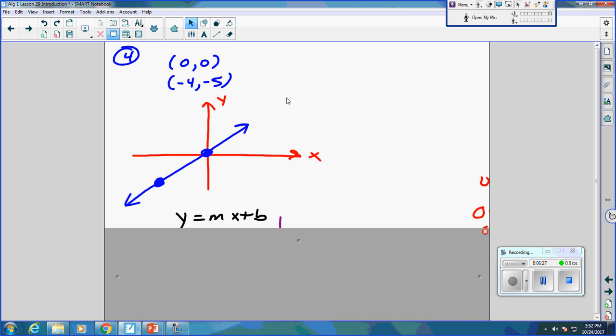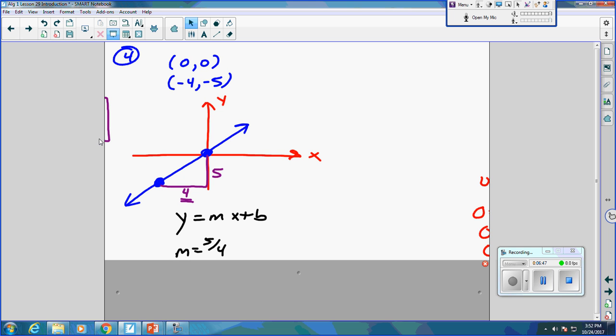And again, I'm going to find the rise over run by forming a triangle between the points. And I'm going to do the math here. The distance between 0 and -4 is a horizontal run of 4. The distance between 0 and -5 is 5. We know this is a positively sloped line, so the slope is 5/4.